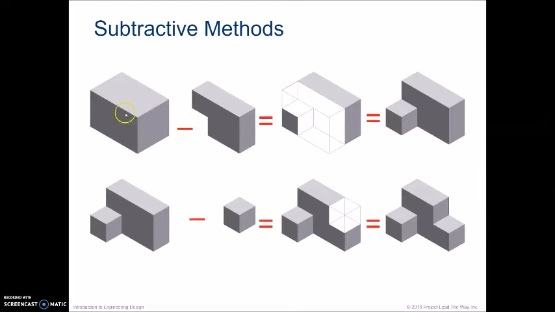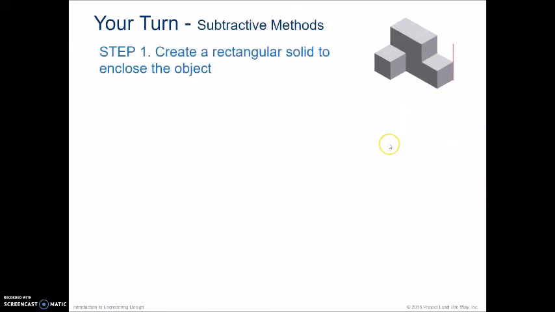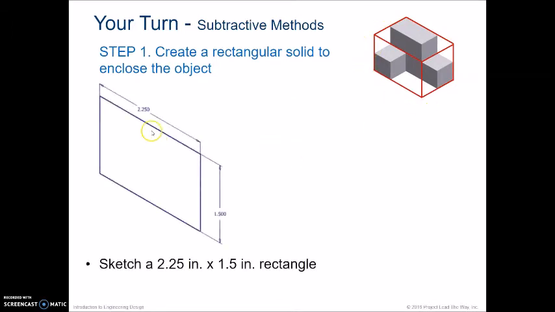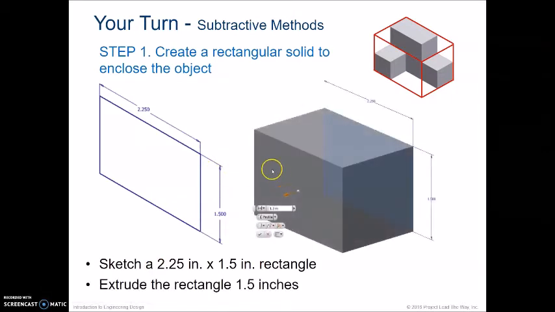All right, so if we start with a giant block like this, we can then remove bits and pieces to get to our final block. As you can see in these 2 methods here, it's just a matter of identifying what we need to remove from where. Okay, so we're going to work with the same model, and we're going to complete a subtractive method instead. So we're going to create a rectangular solid to enclose our object. So we are going to just make a giant block inside of Inventor. And we're going to start by sketching a 2¼ by 1½ inch rectangle. And then we're just going to extrude that to 1½ inches.